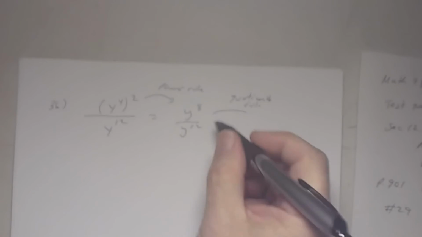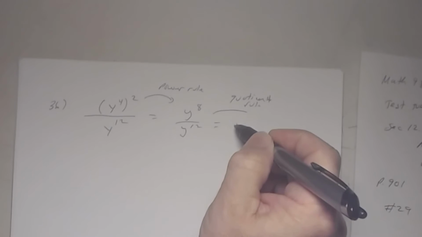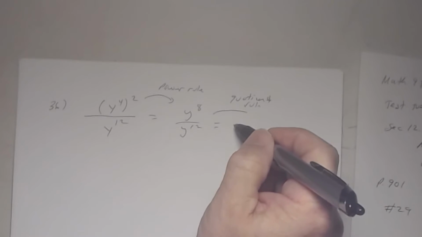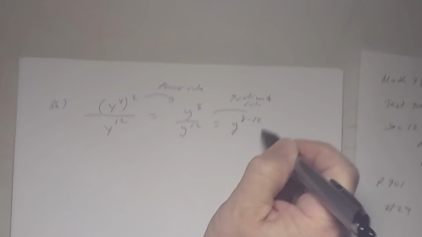So the quotient rule says when I divide like bases, what are those exponents? So that becomes, and you can do this in your head, but I'm going to go ahead and write it out. So that's y to the 8 subtract what? 12. Now don't say that's y to the fourth. What's 8 subtract 12? Negative 4. So that's where we're at.